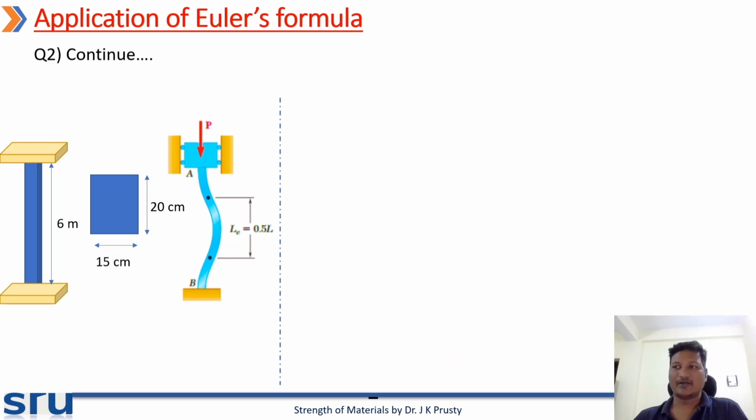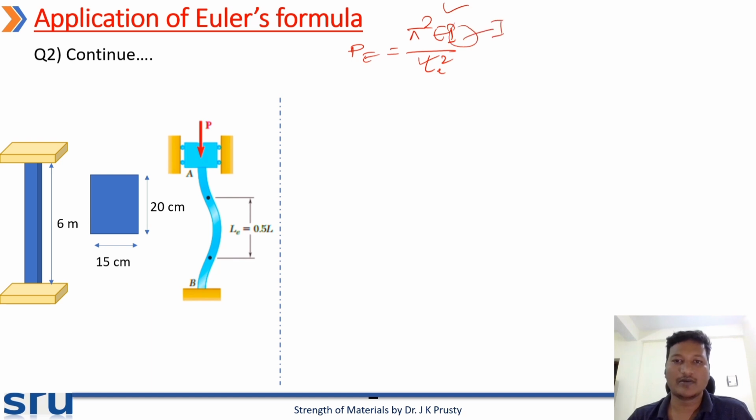So next, we need to find out the least moment of inertia. The critical load P is equal to pi square EI by L_e square. E is there, A we have calculated. We need to find out this least moment of inertia. So let's see, this is the cross section.